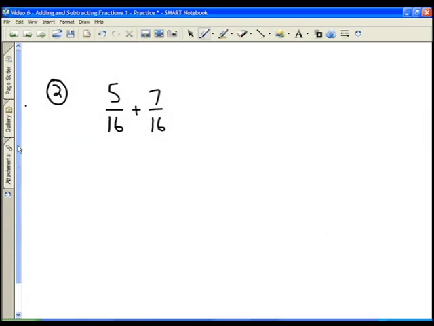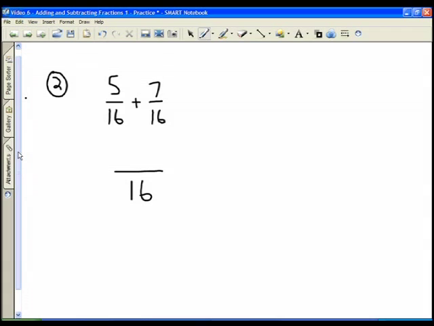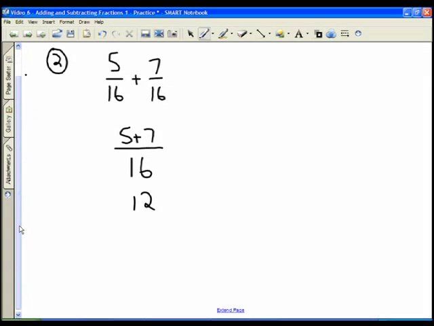If we take a look at the second problem, we have 5/16 plus 7/16. And again, we do have a common denominator of 16. So we rewrite our common denominator, and we combine our numerators, 5 plus 7 over 16, or 12 over 16.